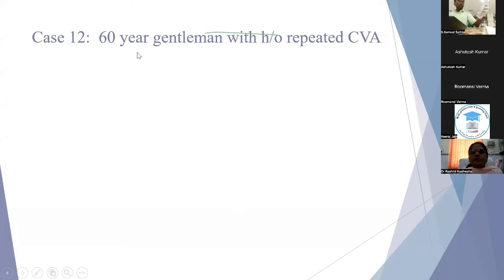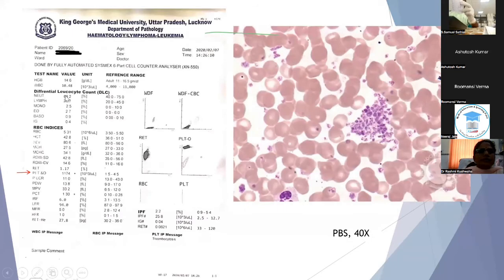This is another case of the same category, a 60-year-old gentleman with a history of repeated cerebrovascular accident. This is his CBC. It is showing a markedly increased platelet count of 11 lakh cells per cubic millimeter. The hemoglobin is in normal range. The WBC count and differential were in normal range. So the abnormality that we picked up on CBC was an increased platelet count. This is a peripheral smear, which is showing large clumps of platelets.